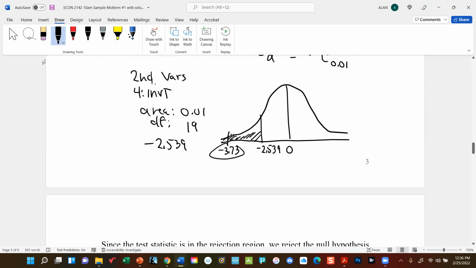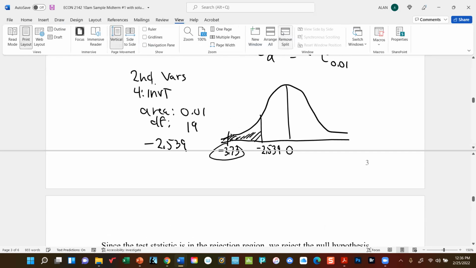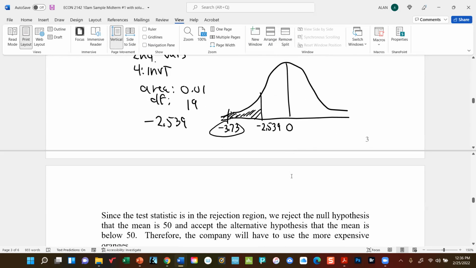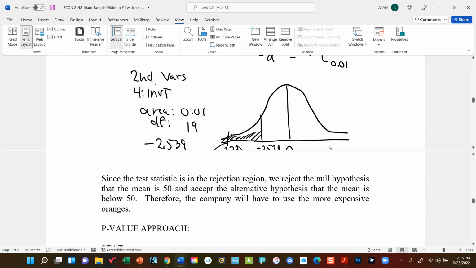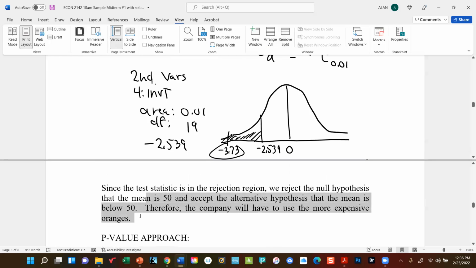And so we conclude, actually, let me split the screen a little bit here. All right, the test statistic is in the rejection region. We reject the null. And unfortunately, we have to accept the alternative that the mean is below 50, which means that the company will have to use the more expensive oranges now. Oh, well.